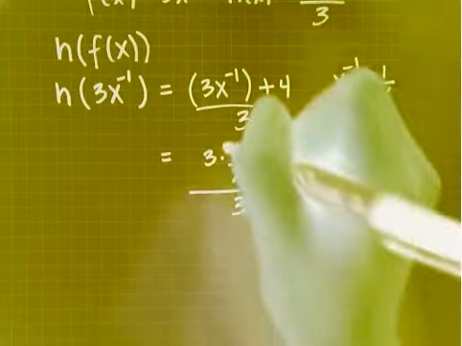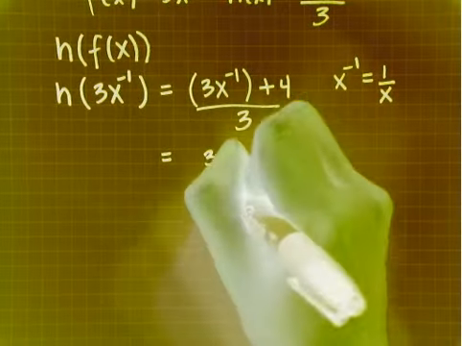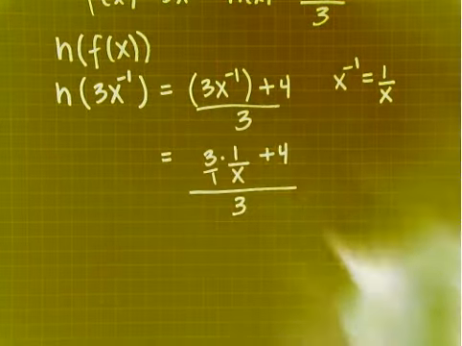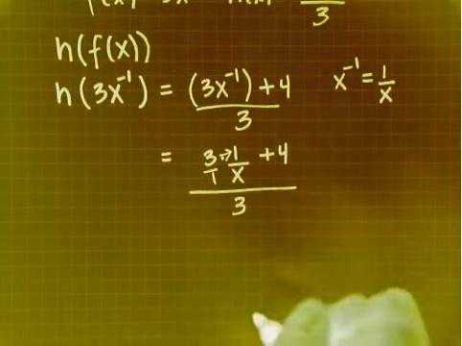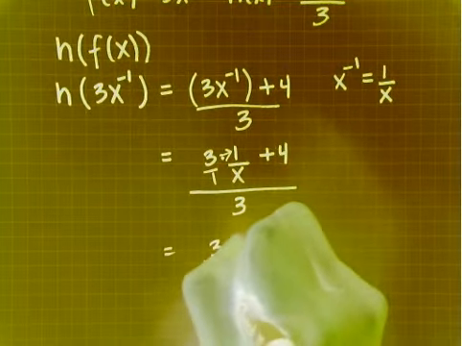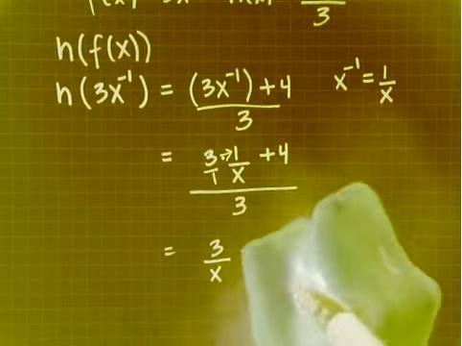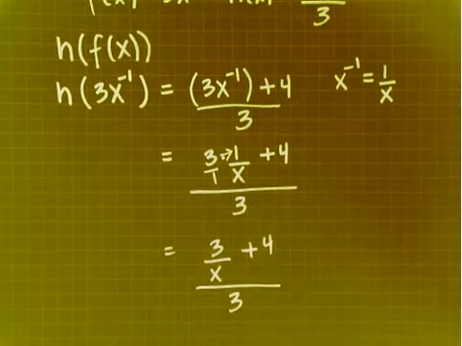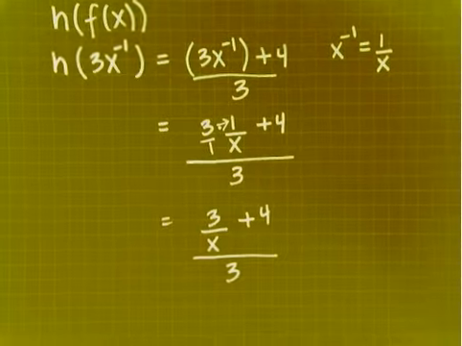What's underneath the 3? There's a 1 hidden there, right? So 3 times 1 is 3. And 1 times x is x. And this is still plus 4 over 3. Right now, you should already be able to see a domain problem.